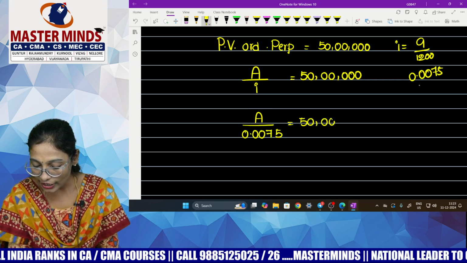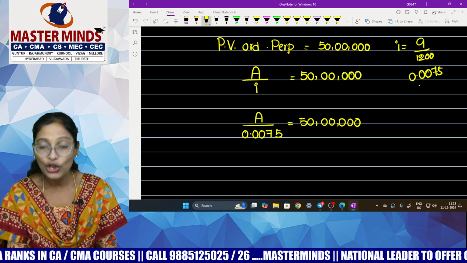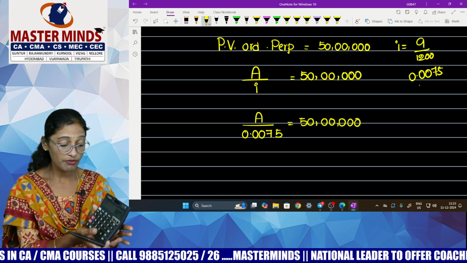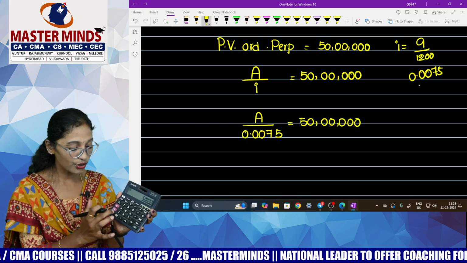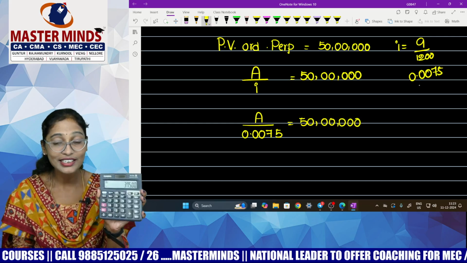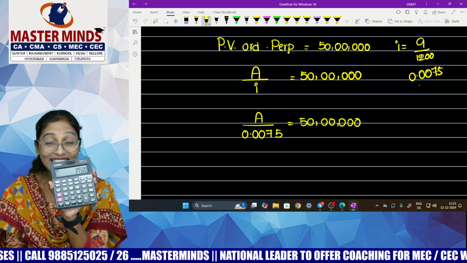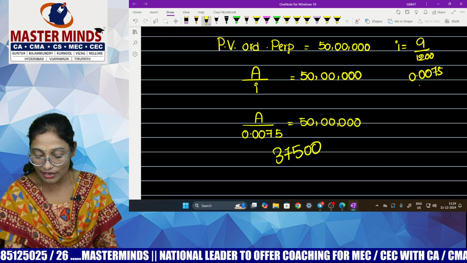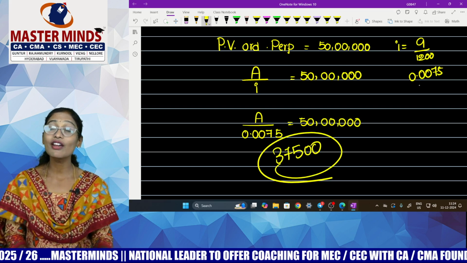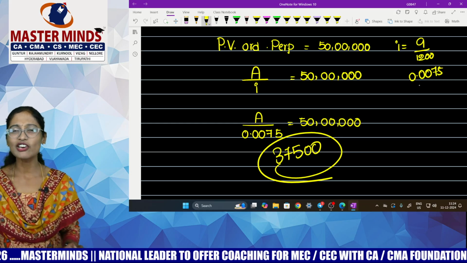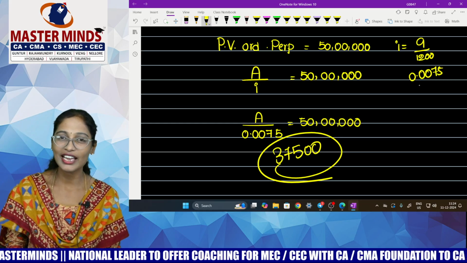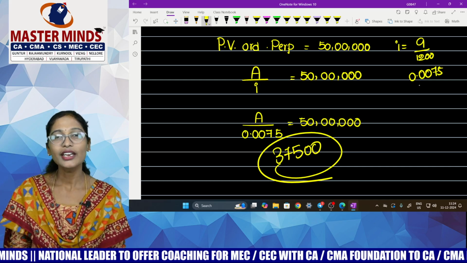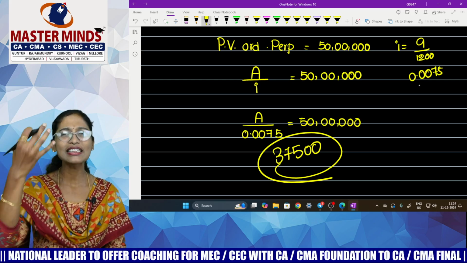Calculate 50 lakh into 0.0075. Already 0.0075 is there in your calculator. Into 50 lakh, what is your answer? 37,500. See the answer. So every month you are getting 37,500. Forever you will get. It's a simple logic, guys. If you invest 50 lakhs now, at 9%, how much monthly interest will you get?